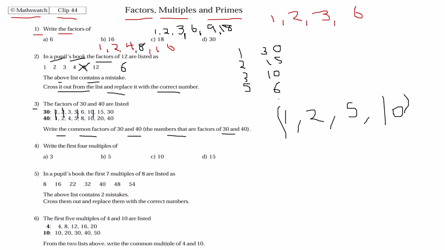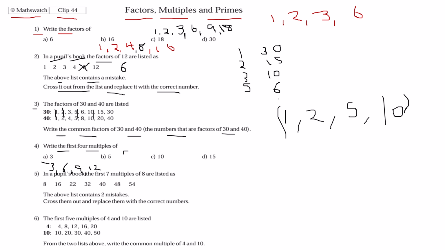Number 4: write the first 4 multiples of 3. So multiples are just like your times tables. So that's going to be 3, 6, 9, 12. We get that by doing 3 times 1, 3 times 2, 3 times 3, and so on and so forth.